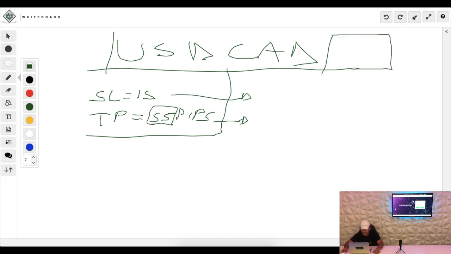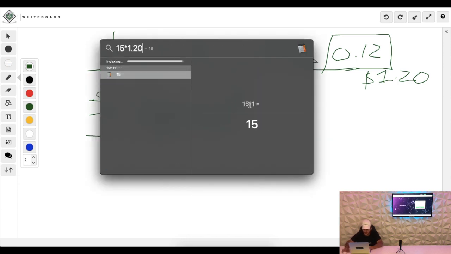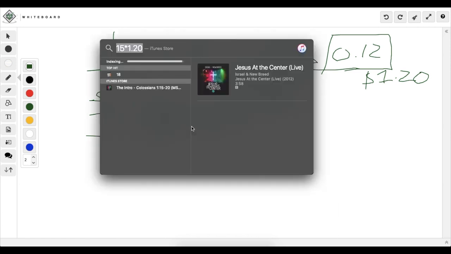Let's use a lot size of 0.12. That will be $1.20 a pip. You simply do the math. It's 15 times 1.20, so you're possibly losing $18. So you are risking, in this example, $18, winning $66.